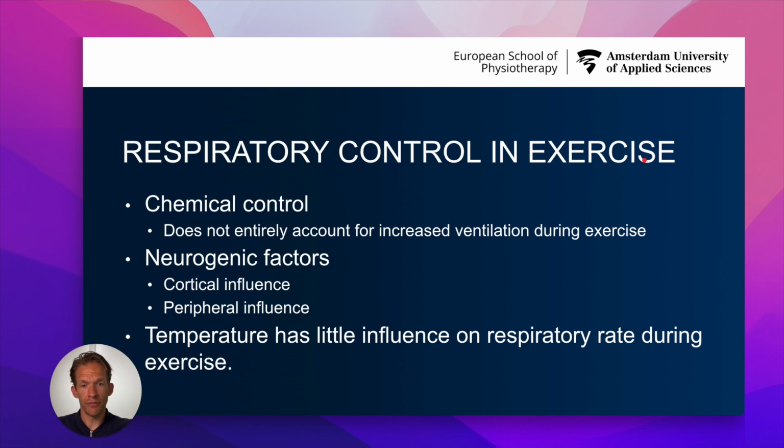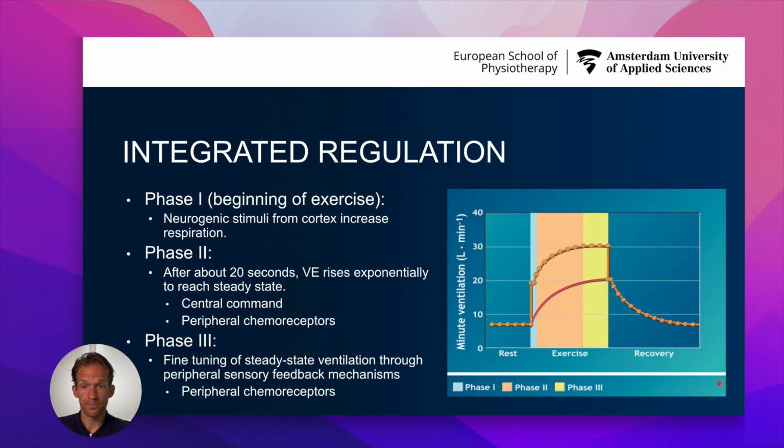Now, these different factors that play a role we've mentioned before. The chemical control can definitely not account for everything, especially if you look at the beginning of the exercise, because there's no chemical changes yet. But definitely neural factors like your conscious or unconscious input definitely can control the amount of ventilation. Temperature, as it says right here, not so much.